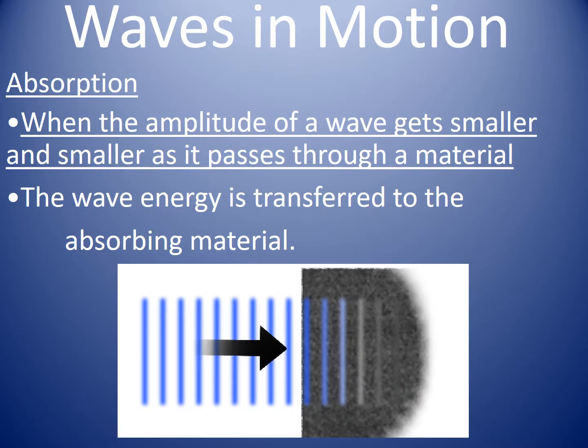Absorption is when the amplitude of a wave gets smaller and smaller as it passes through a material. So, for example, if you wear dark clothing, you might have heard that it absorbs a lot of the light, and that's why you feel more heat. So this is a similar concept here.